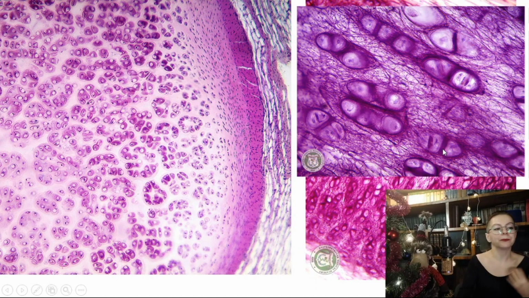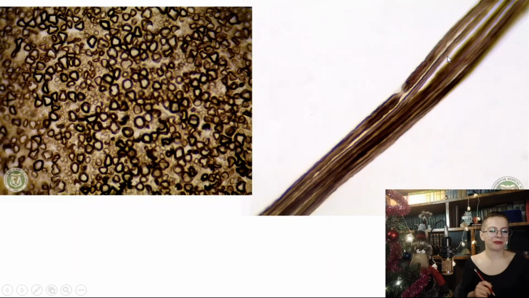Also, the color is purple and pink for the hyaline, and usually elastic cartilage is red or brown, but here, as you can see, it is purple as well.